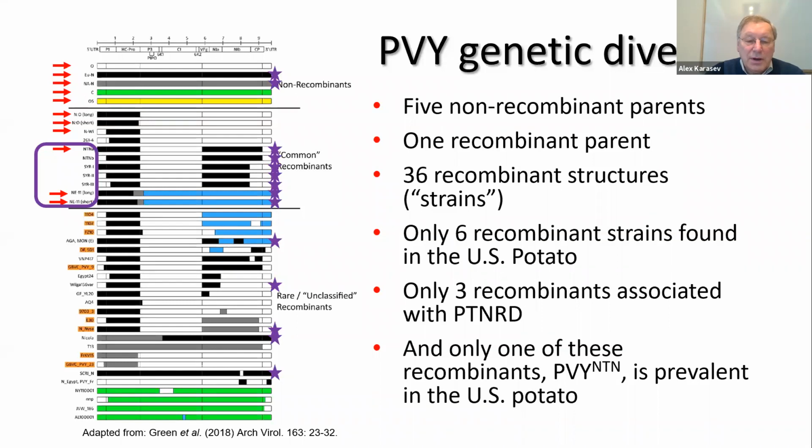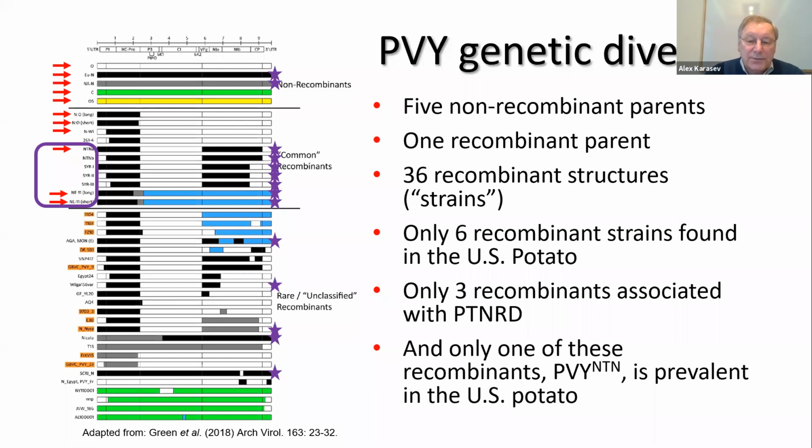So we roughly divide them between those that are listed as non-recombinant, common recombinant, common meaning that you can always or very frequently find this kind of recombinants in potato fields. And then we have a long list of structures that we call rare or infrequent, that were reported at least once or twice.